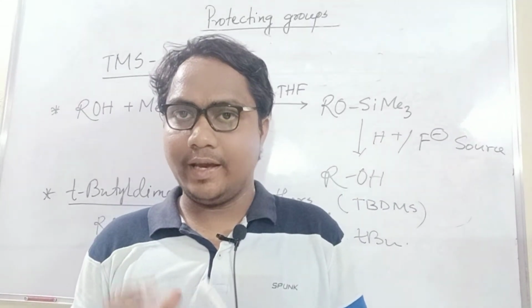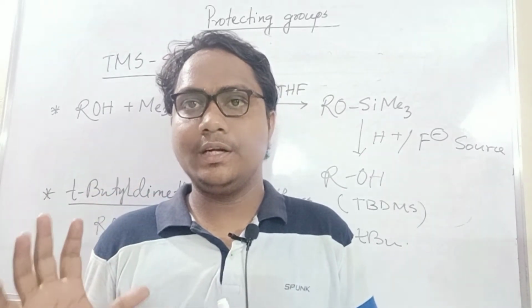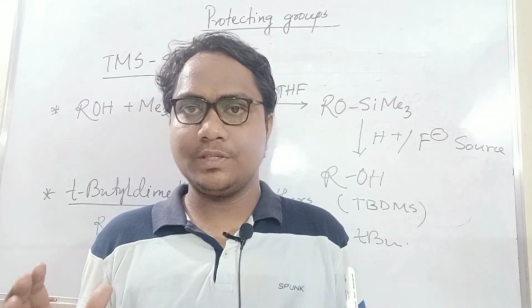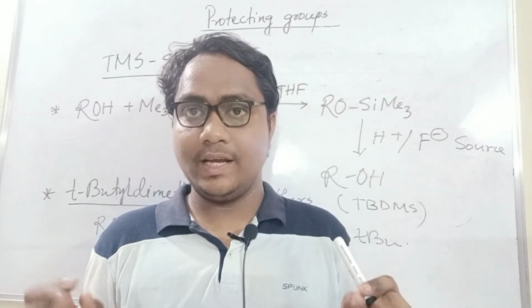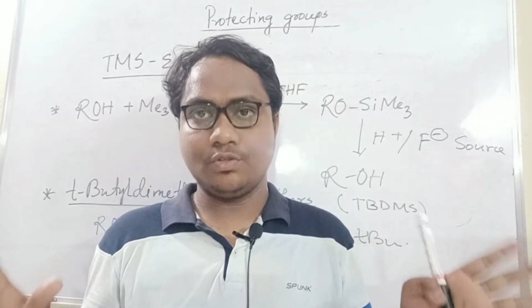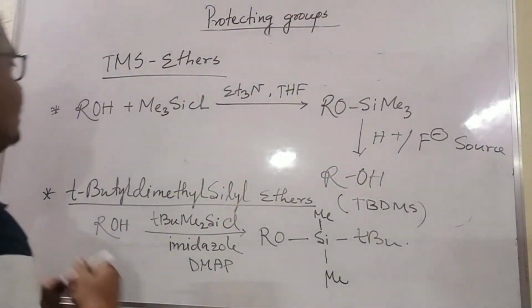Now you will see another type of protecting group. Which protecting group? It is called the TMS group. There are different TMS or TBS type groups, meaning silyl groups, silyl-containing groups. Silicon is there in this. So now you will see. Here I put this TMS ether.